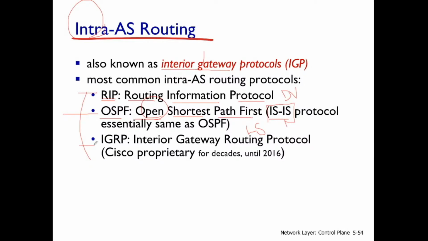Third one is called IGRP, Interior Gateway Routing Protocol. Now, this one is completely closed. It's Cisco proprietary. Okay. It came with these Cisco routers, but it was only maintained until 2016, okay, and obsolete afterwards. The reason for that is because Cisco is also beginning to embrace the idea of doing software-defined networking. Okay. So if you recall, in software-defined networking, routing is all done in the remote controller on the powerful machines.